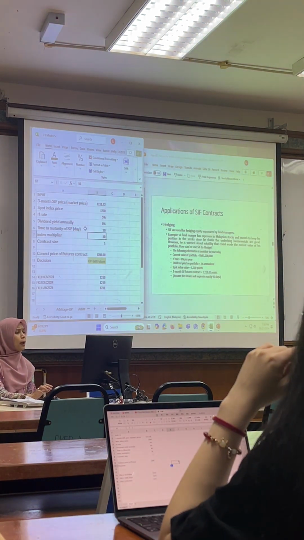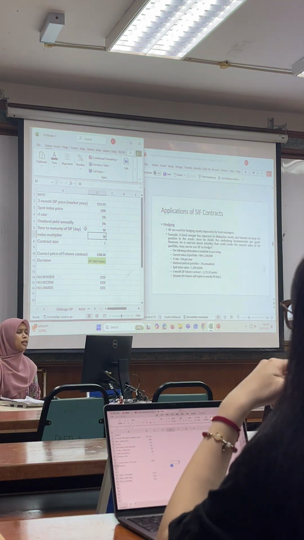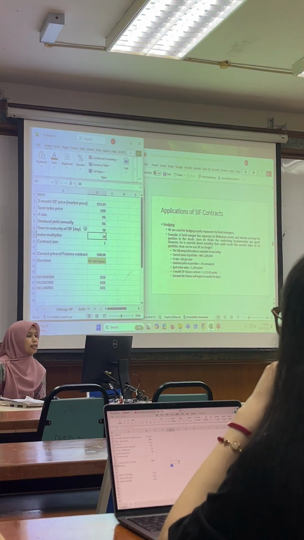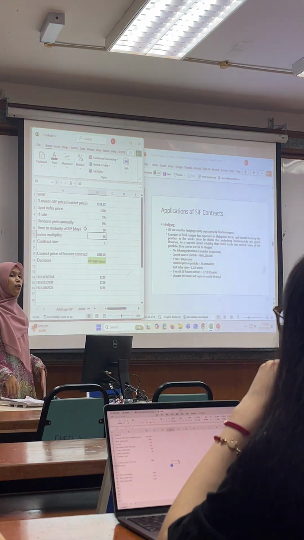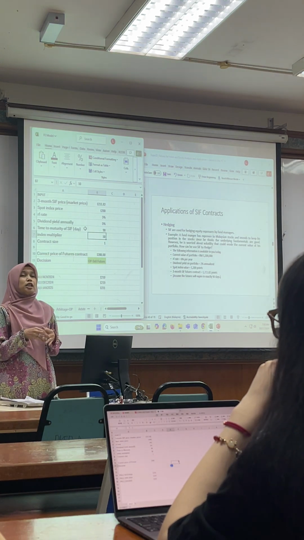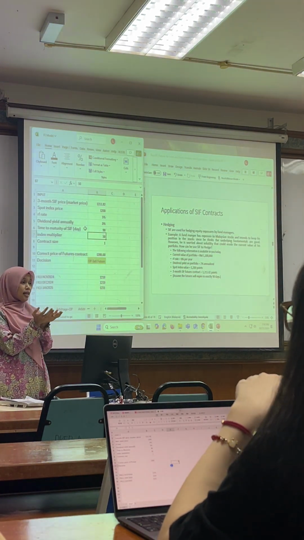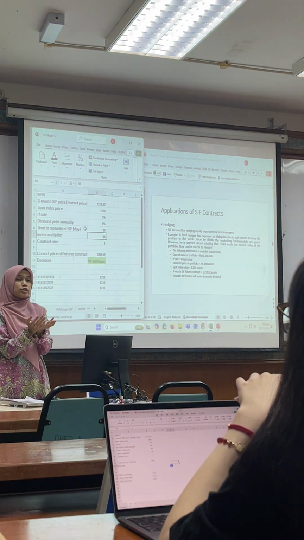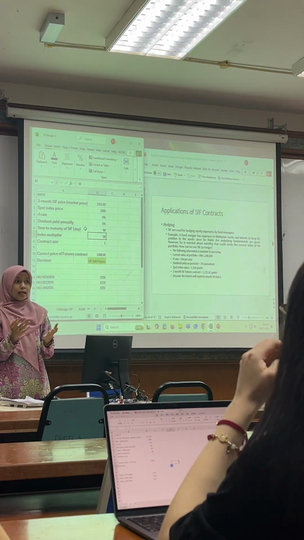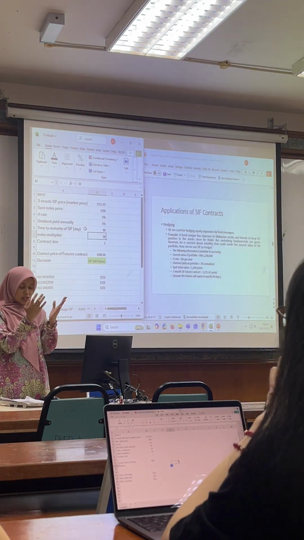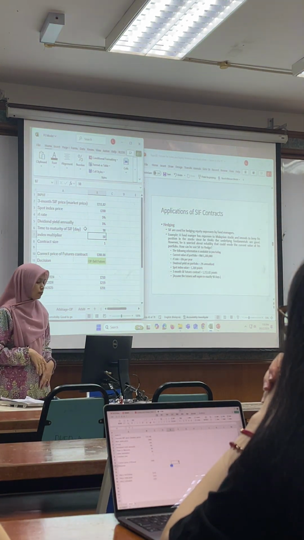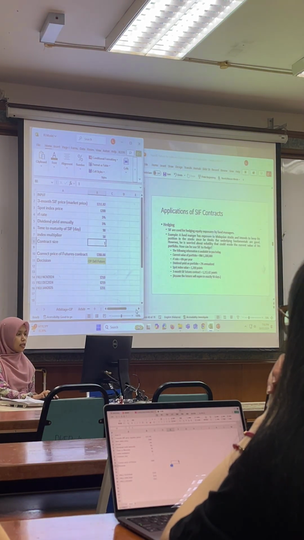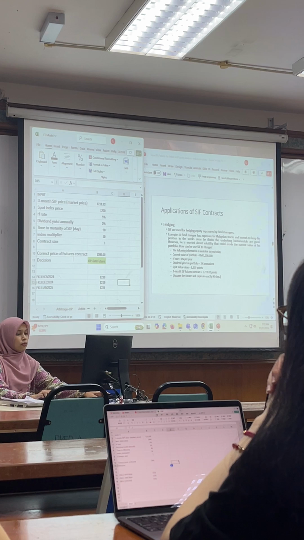Okay, index multiplier. Remember for the stock index future, in their contract specification, it should give this index multiplier. Actually, this index multiplier is to make the value of the size of the stock index future become big. They consider making this figure bigger.